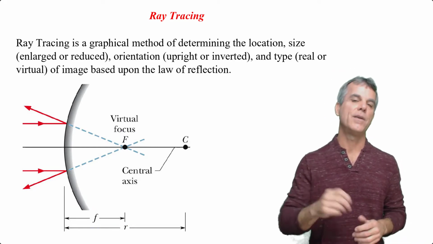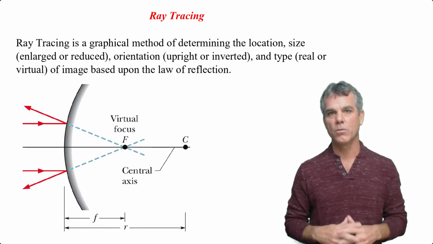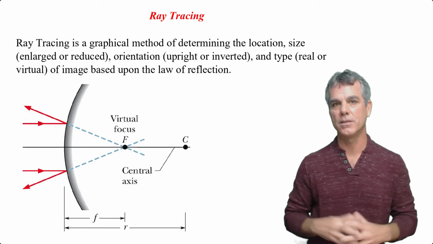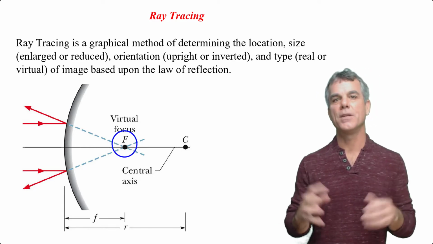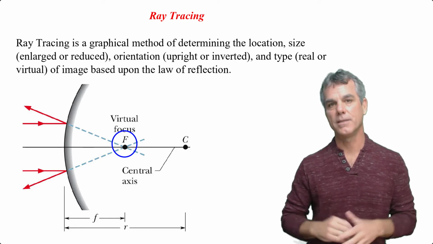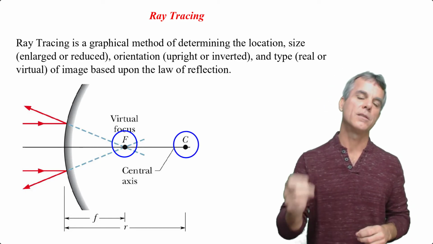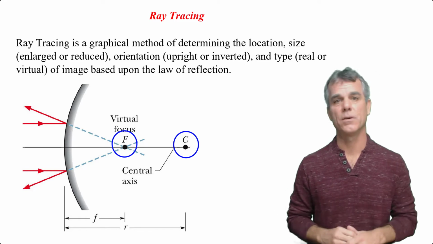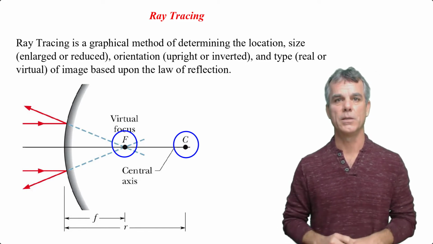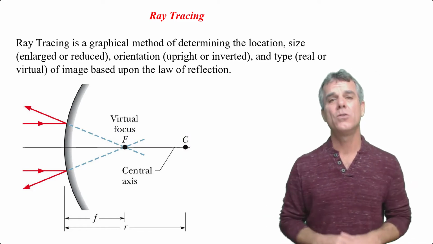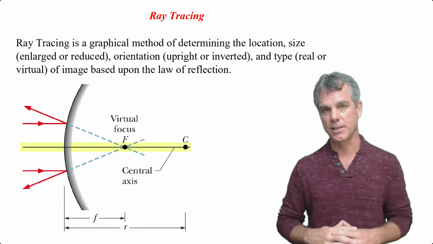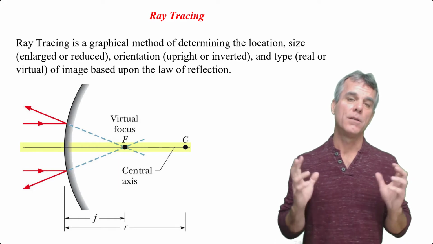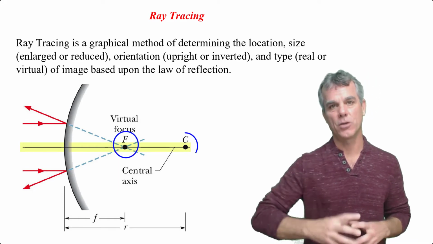For a convex mirror, the focal length will always be 1/2 the radius of curvature, which means that the focal point is half the distance away from the mirror as the center of curvature. Or the center of curvature is twice as far from the mirror as the focal point. The way you do ray tracing is you always start by drawing the central axis, your mirror, the focal point, and the center of curvature.